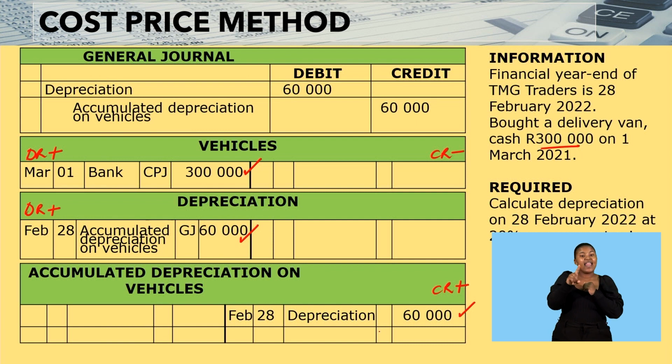It is important that before you do your general ledger, you have to understand your general journal. But of great importance is how to calculate depreciation using the cost price method. Let us now go and do the accounting equation. Again, the accounting equation becomes much easier when you've done your general journal.